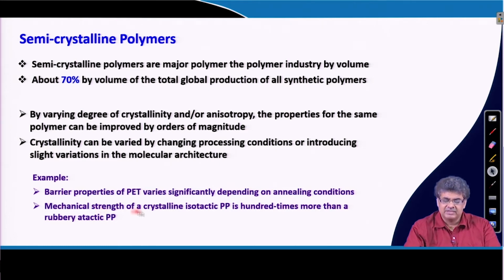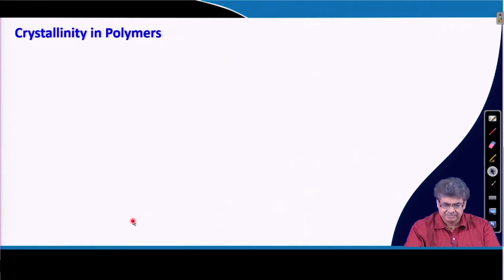Similarly, the mechanical strength of a crystalline isotactic polypropylene is 100 times more than a rubbery atactic polypropylene. That is understandable because crystalline domains will give more rigidity in the polymers, hence the mechanical strength goes up tremendously as we increase the crystallinity in the sample.